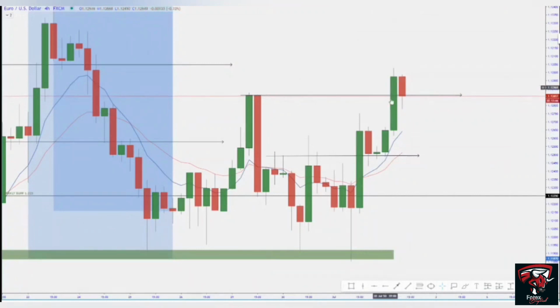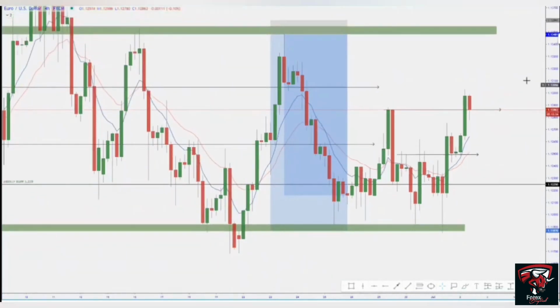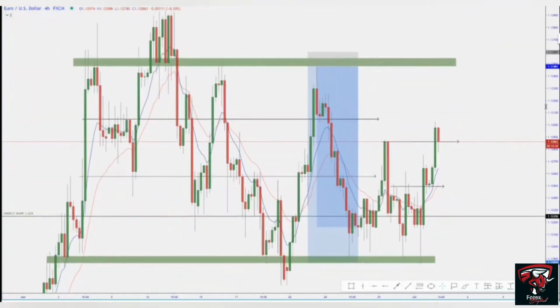Right now, we did break above this level, and obviously, the next possible move would be getting a clean close like this candle and possibly a reversal pattern. Then we can actually start longing this market to the next available resistance.